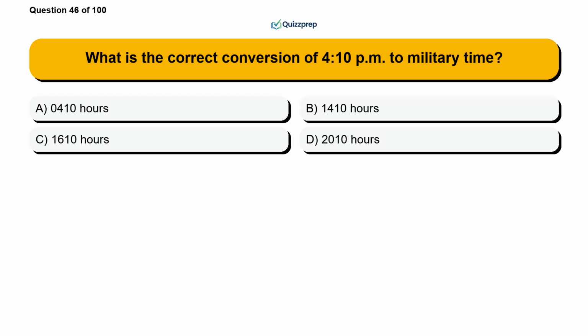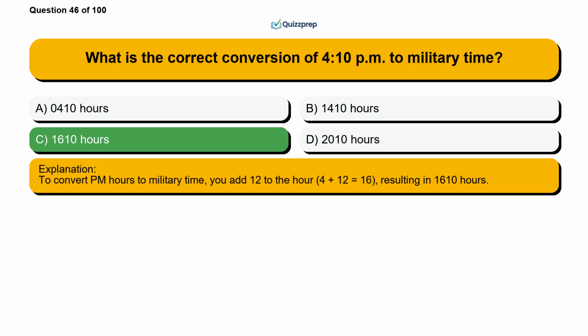Question 46. What is the correct conversion of 4:10 p.m. to military time? Option A, 0410 hours. Option B, 1410 hours. Option C, 1610 hours. Option D, 2010 hours. The correct answer is option C, 1610 hours. To convert PM hours to military time, you add 12 to the hour: 4 plus 12 equals 16, resulting in 1610 hours.